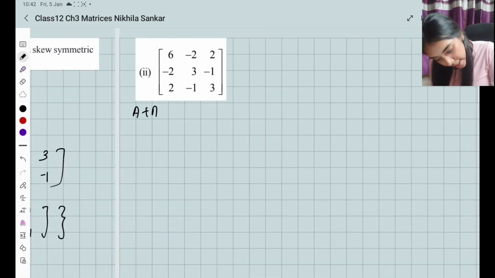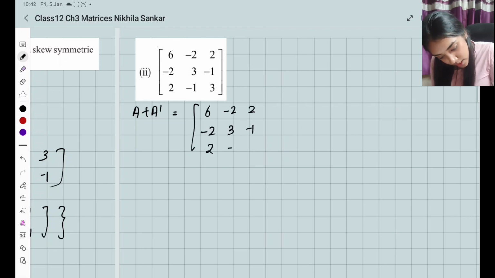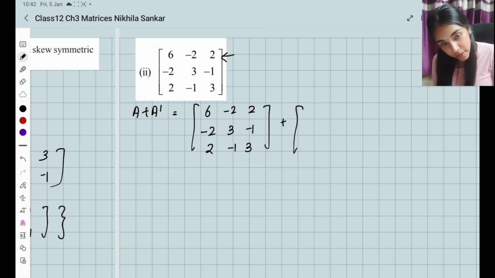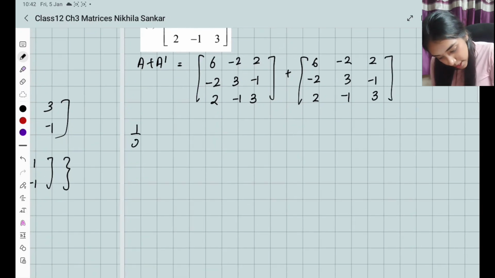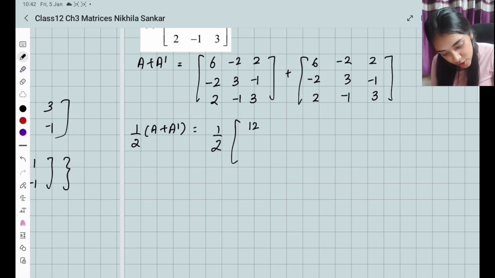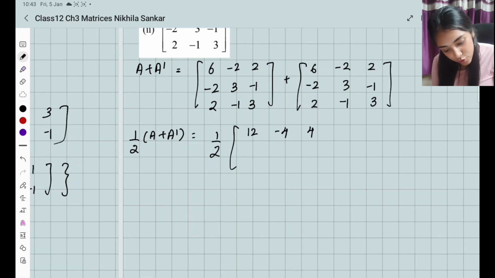Now, second subsection. Again, I have to do A plus A dash. So this is going to be A, which is 6, minus 2, 2, minus 2, 3, minus 1, 2, minus 1, 3. This is A. A transpose is where the first row becomes the first column. So 6, minus 2, 2, minus 2, 3, minus 1, 2, minus 1, 3. Okay. Now, half times A plus A dash is going to be half times, let me add these two.